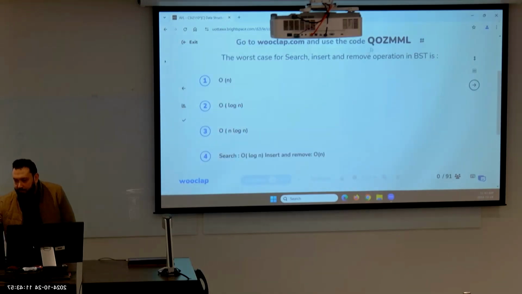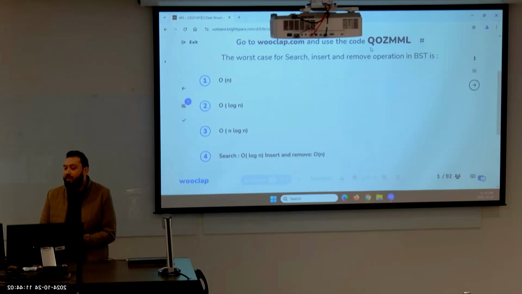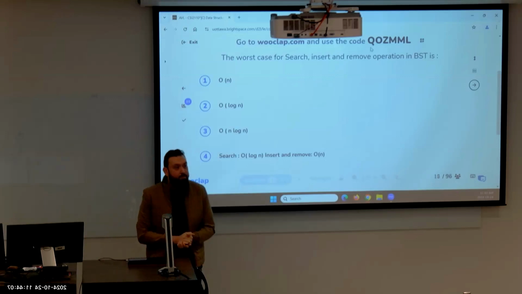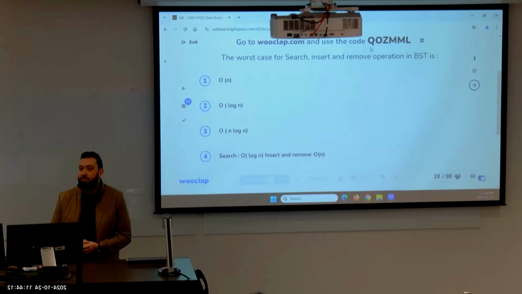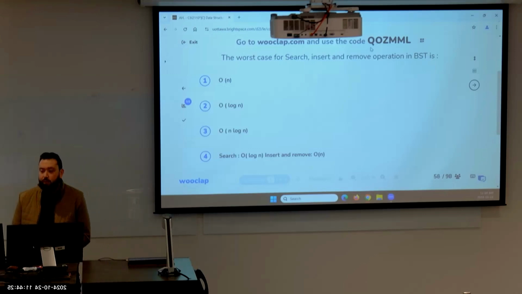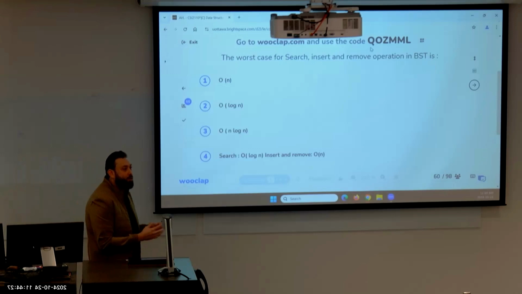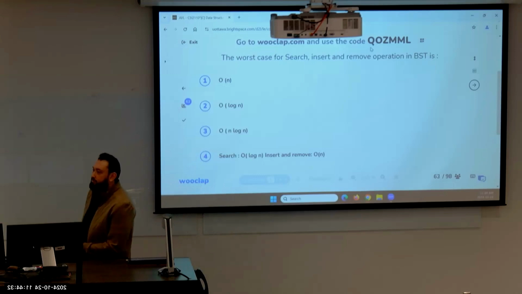So let's start. The worst case for search, insert, and remove operations in a binary search tree is what? Again, try to answer yourself without discussing it with your friends. We said the binary search tree that we learned so far, the operations for searching, inserting, and removing, and why we say searching, because that's the whole idea of the binary search tree, is to search.